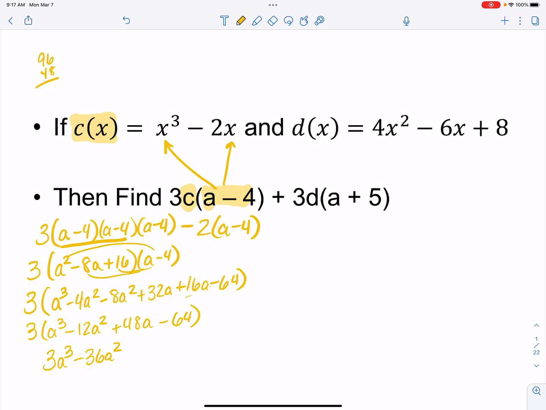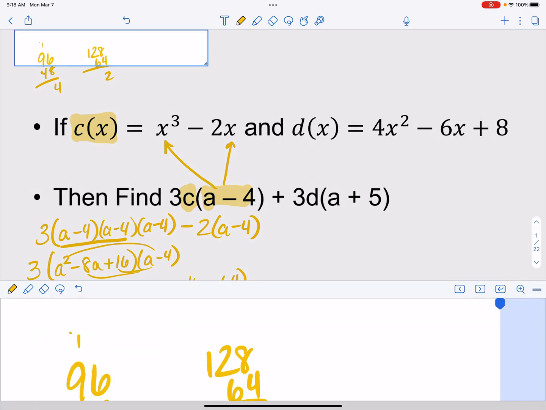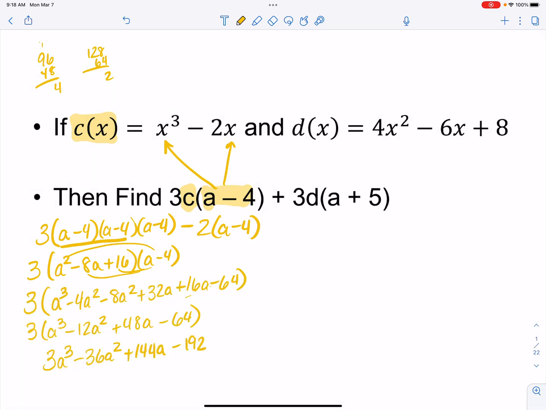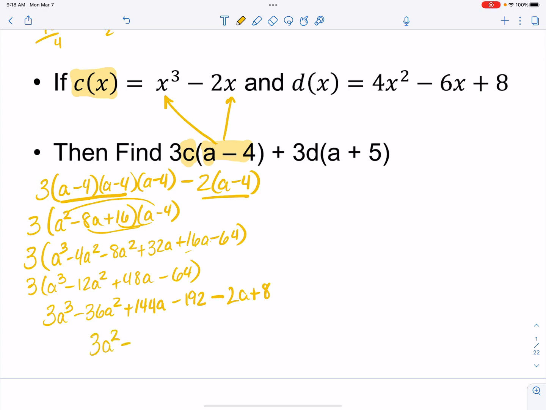96 and 48, I didn't bring a calculator in here, is 144. Should have known that. And then 64, 128 is 192. And you'd have your calculator. But I'm not even done yet. Oops. Because I still have to do this part, which is minus 2a plus 8. So that gives me 3a cubed minus 36a squared plus 142a minus 184. Okay, that just takes care of that.